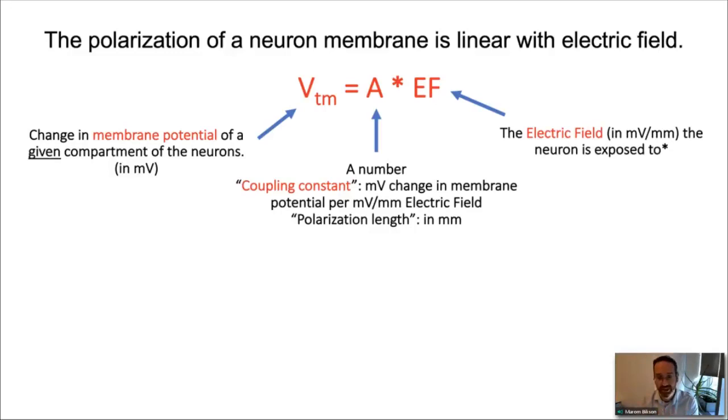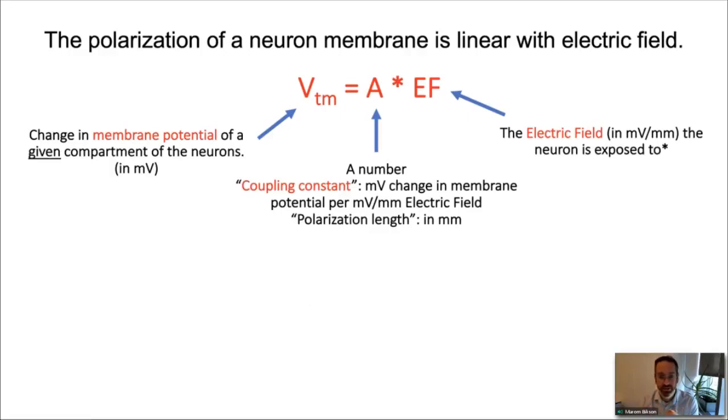On the right side, you see the term electric field. That is the stimulation the neuron is being exposed to, typically in units of volts per meter or millivolts per millimeter. For example, TDCS would produce half a volt per meter, whereas ECT or TMS would produce 100 volts per meter. And then there is a number that relates the two, just a constant.